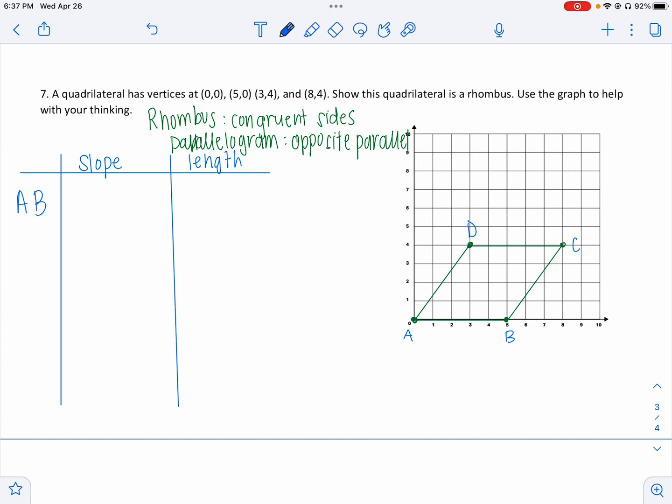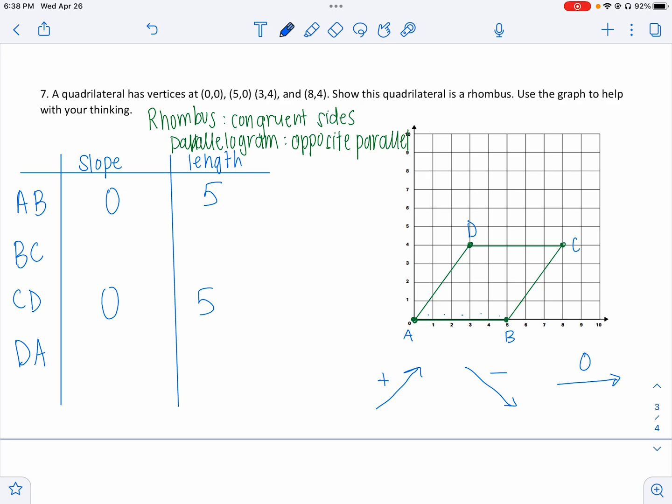So the length, so AB, then BC, then CD, then DA. And remember, it doesn't matter what order this is written in, our slope is either going to be positive if it's going up, negative if it's going down, or 0 if it's going sideways. So we can see from these two that it's going directly horizontal, so those two slopes are 0. So AB has a slope of 0, CD has a slope of 0. You can also count and see that they're 5 units long each.